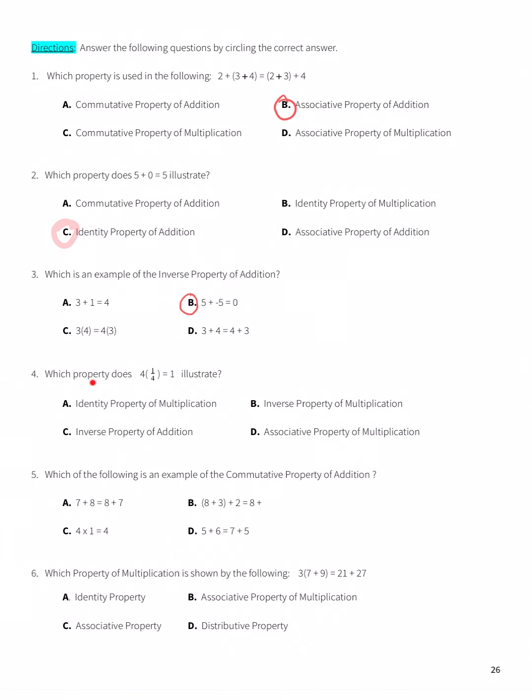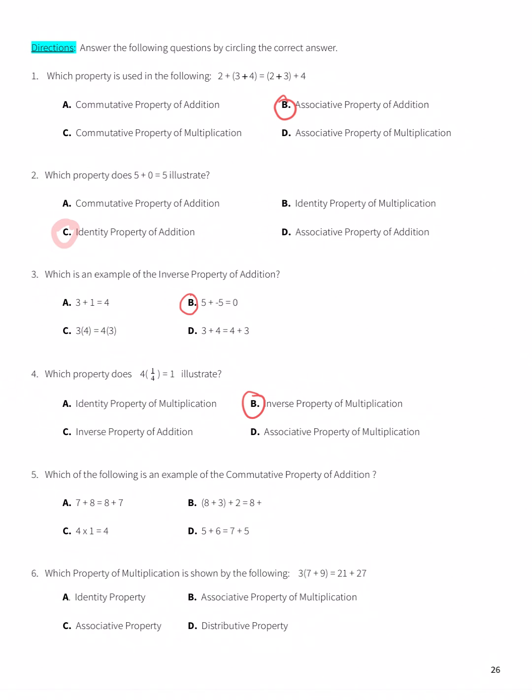Next, which property does 4 times 1/4 equal 1 illustrate? Well, we are taking a number and we're multiplying it by its reciprocal to get an answer of 1. We know it's multiplication, and we see here that it is not keeping its identity. So when we take a number and we multiply it by its reciprocal, it is known as the inverse property of multiplication.